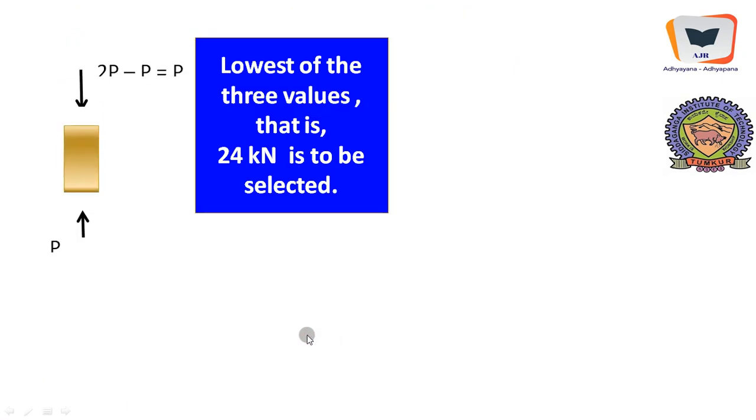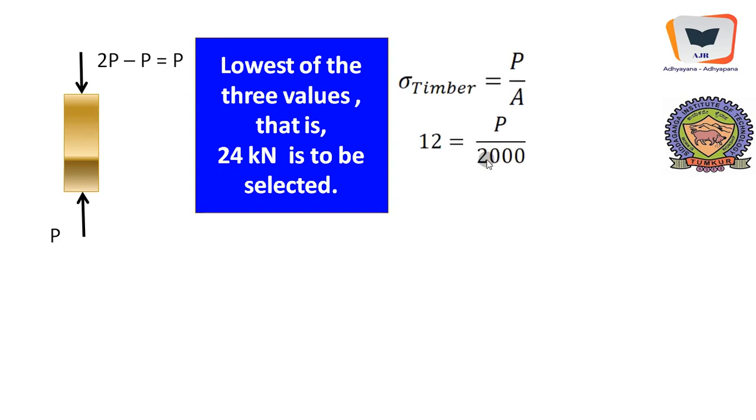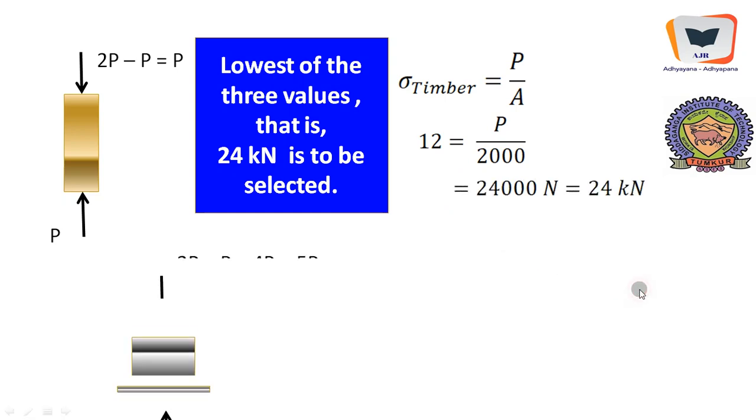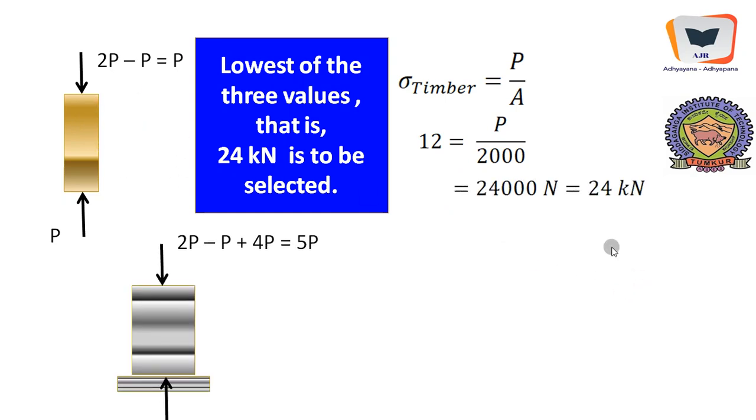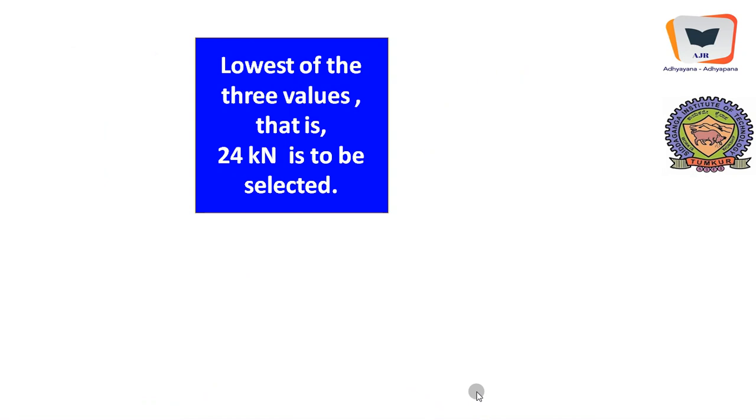As far as timber is concerned, it is 2P minus P, and it will be P, and it will be P from the bottom. Therefore, if you apply the simple formula, we will get the load that can be taken by this timber portion, which happens to be 24 kilonewton. And if we come from the top, once again it is 2P for the top portion and minus P for this and plus 4P, because it is like this once again.